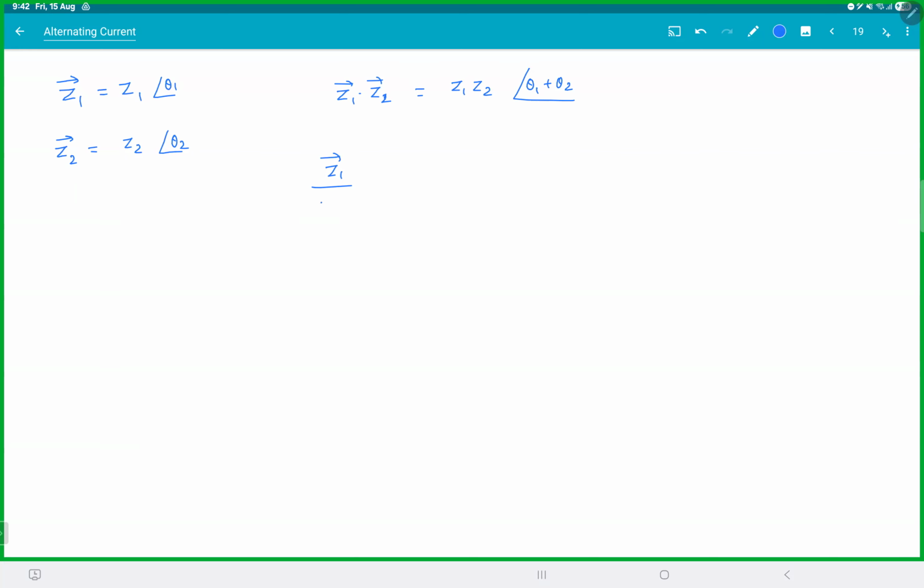If you divide the phasors, that will be Z1 by Z2. Phase angle will be theta 1 minus theta 2. So multiplication and division are easy. Addition is a little pain. So Z1 bar plus Z2 bar will be R into angle alpha. So basically we have to add them like vectors.